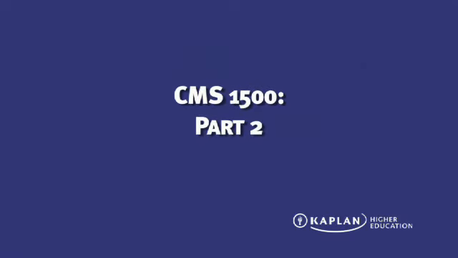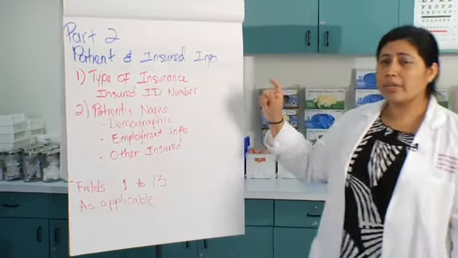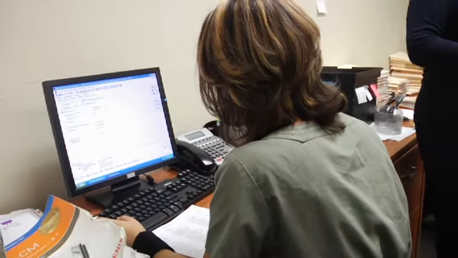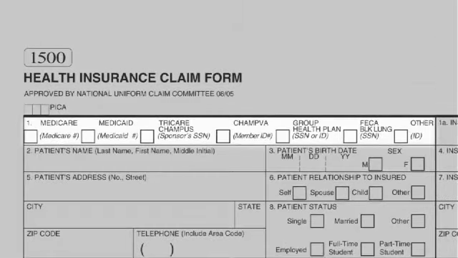So now we're going to talk about part 2 of the claim. That's where we actually enter the patient and insured information. When we're doing this part of the claim, we're looking at fields 1 to 13 as they apply to the claim. The first part of it is section 1 of the claim.